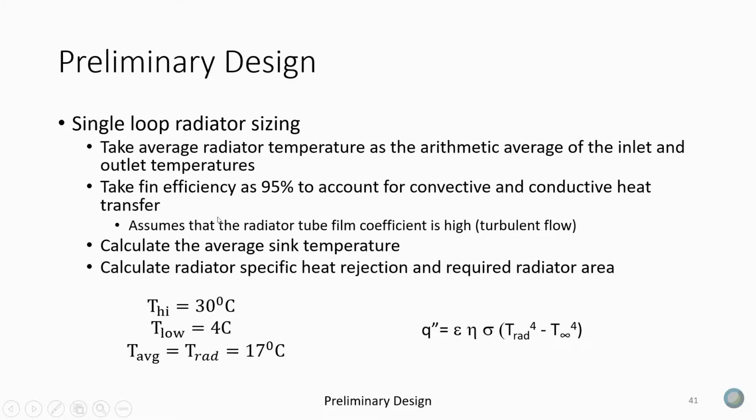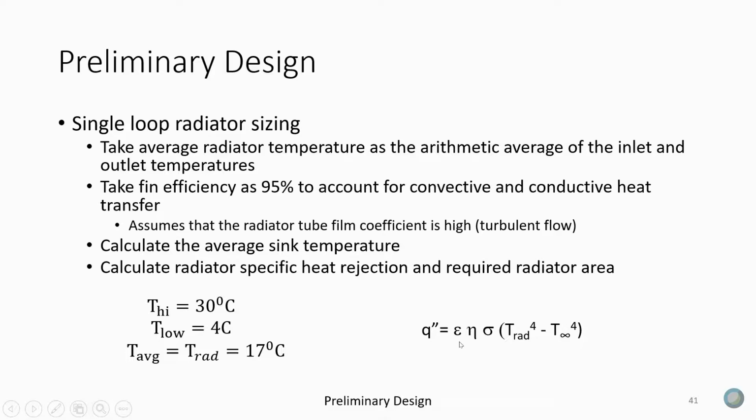So we just use the arithmetic average, take a fin efficiency of about 0.95, and that's going to account for both the convective and conductive heat transfer. And that's assuming that you've got high heat transfer inside, meaning you've got turbulent flow. That assumes we've done a reasonably good job of our radiator fin and getting high fin efficiency. That's reasonably close. So calculate the average sink temperature.